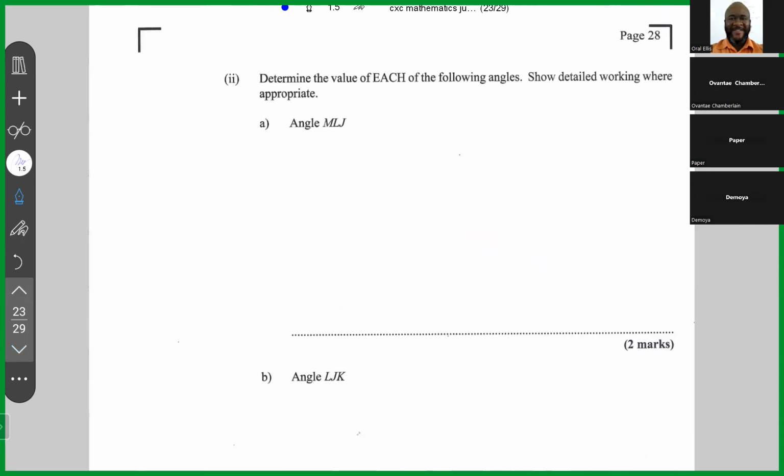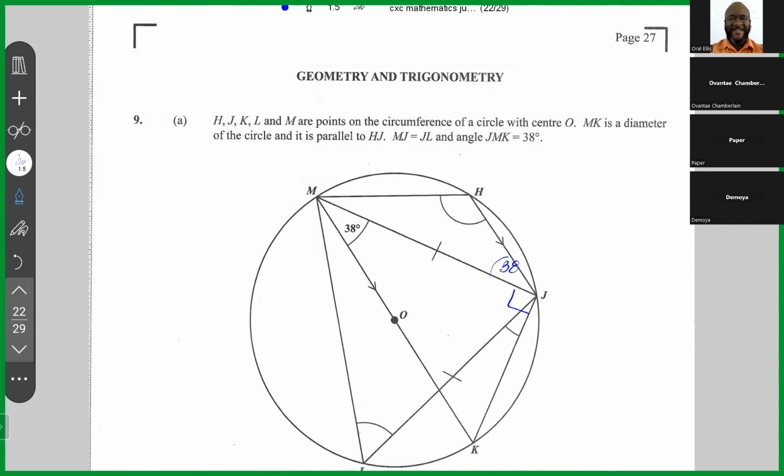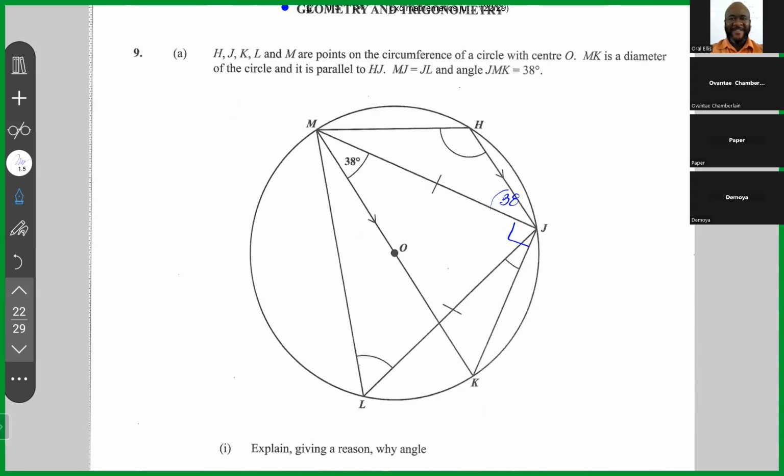Next, we are asked to determine the value of each of the following angles. Show detailed working where appropriate. So we need angle MLJ. We need this angle here, that angle theta. It's angle MLJ. All right, let's see how we're going to find it now.